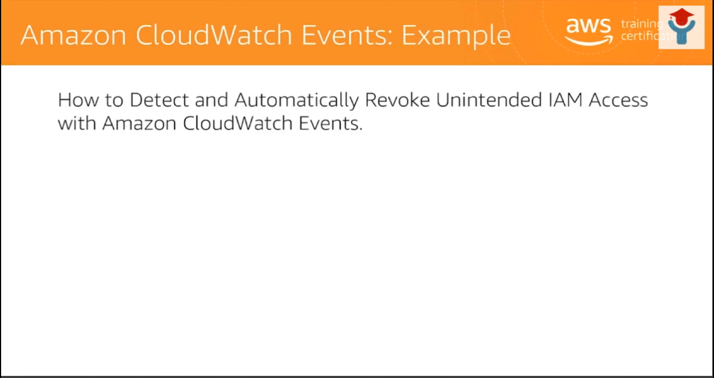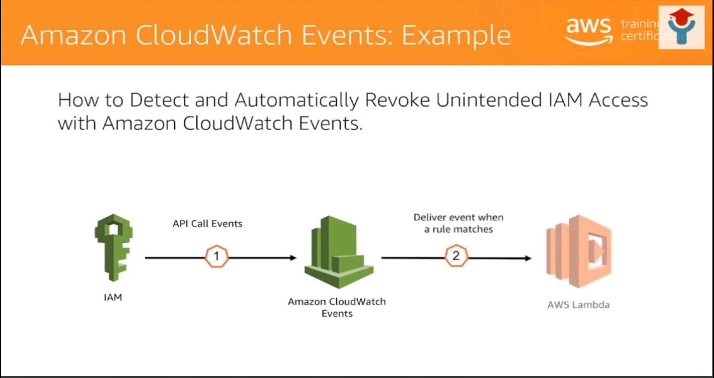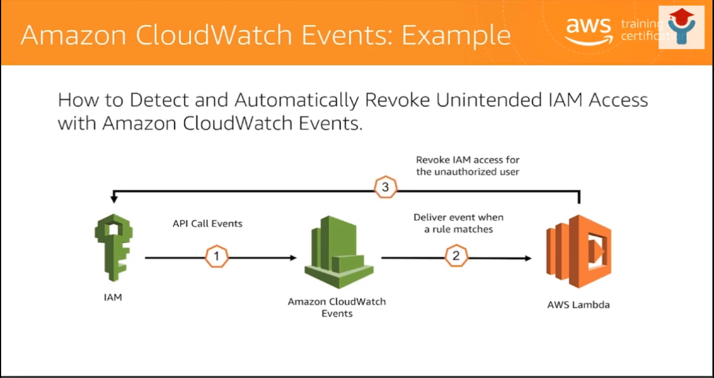Here's an example of a CloudWatch event. In this case, how do you detect and automatically revoke unintended IAM access with CloudWatch events? So I have an API action that makes an API call for a certain event. CloudWatch events is going to record that, and it can deliver a rule that matches a Lambda function. In this case, if that particular event for an unauthorized user happens, we can revoke access for that particular user using a Lambda function.